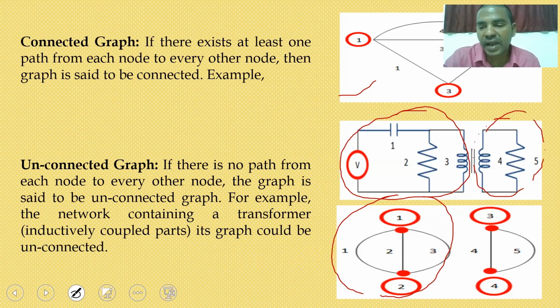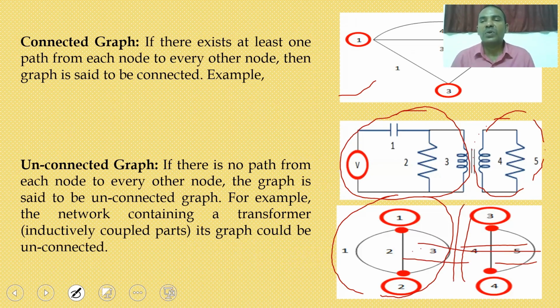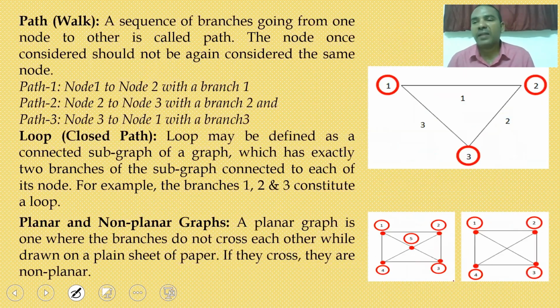But there is no connection between these two. So such types of graphs are called unconnected graphs. Next, coming to the path. What is a path? A path is the connection between the nodes.